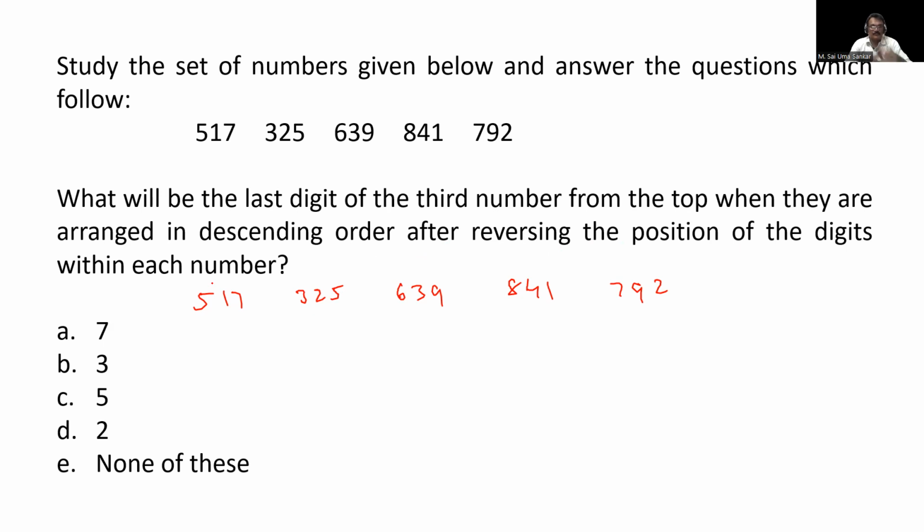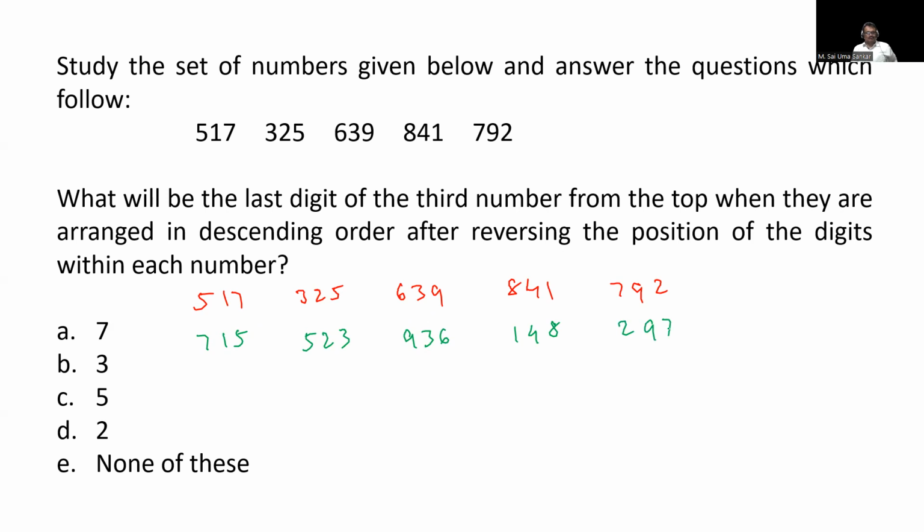That is the question. Here, if you observe carefully, reversing the digits, this is equal to 715. This is 523. This is 936. This is 148. And this is 297.